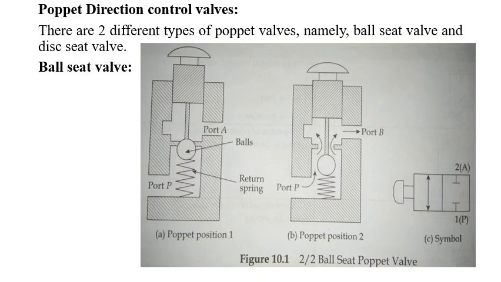Poppet direction control valve. There are two different types of direction control valves with respect to the poppet. Normally for poppet valves, there are two types: one is a ball seat type valve and one is a disc type. Only this part is going to be changed. When you say ball seat, there is a circular ball, right, pre-tensioned by a spring, or the disc type will have a flat disc that is also pre-tensioned by a spring.